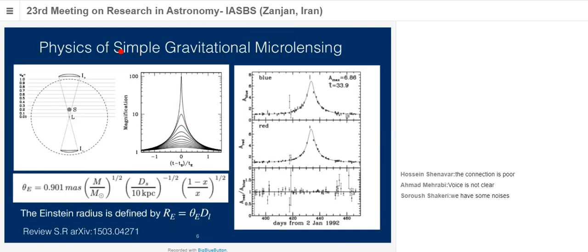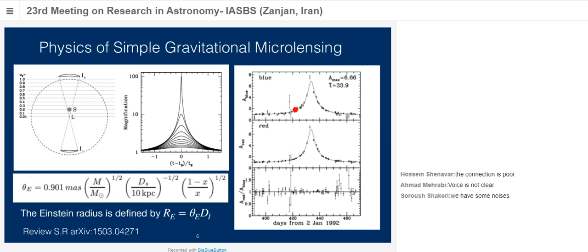In gravitational microlensing, we have two stars, the lens in the front and the source in the background, moving with respect to each other. The gravitational lensing is therefore dynamic. We get two images of the source star, and as the stars move relative to each other, we get the magnification of the background star as a function of time. This is the first candidate of gravitational microlensing.